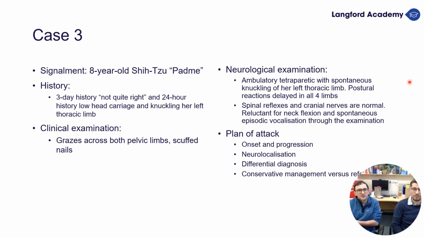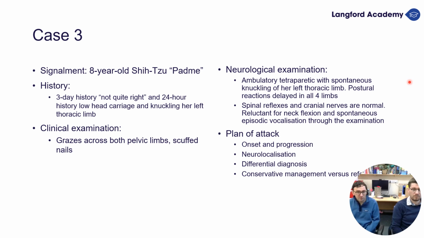So moving on to our next case, an 8-year-old Shih Tzu called Padme, and she presented with a 3-day history of not being quite right and a 24-hour history of a low head carriage and spontaneously knuckling on her left thoracic limb. Her general clinical exam, again, was unremarkable. Her chest was unremarkable, no lymphadenopathy, no pyrexia, although you did notice that she has some grazes across the top of her pelvic limbs, and her nails have been quite scuffed and worn down.